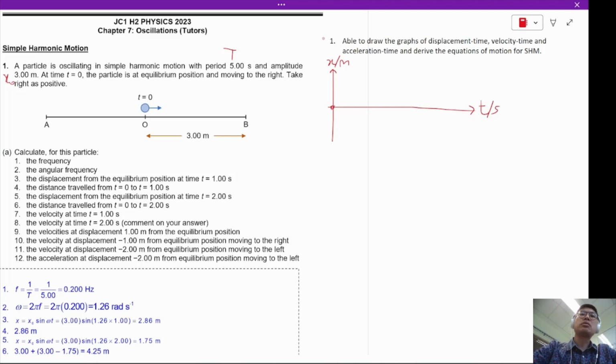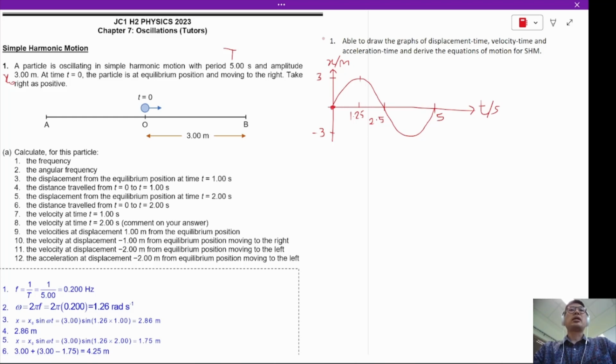At time t equals 0, the object is at the equilibrium point and is moving towards the right. This means that it's going to be a sine graph. The period is 5 seconds, so straight away we also know that half the period is 2.5 seconds, and 1/4 of a period is 1.25 seconds. This is going to help us in sketching the graph later. The maximum displacement is 3 meters and the maximum on the other side is minus 3 meters.